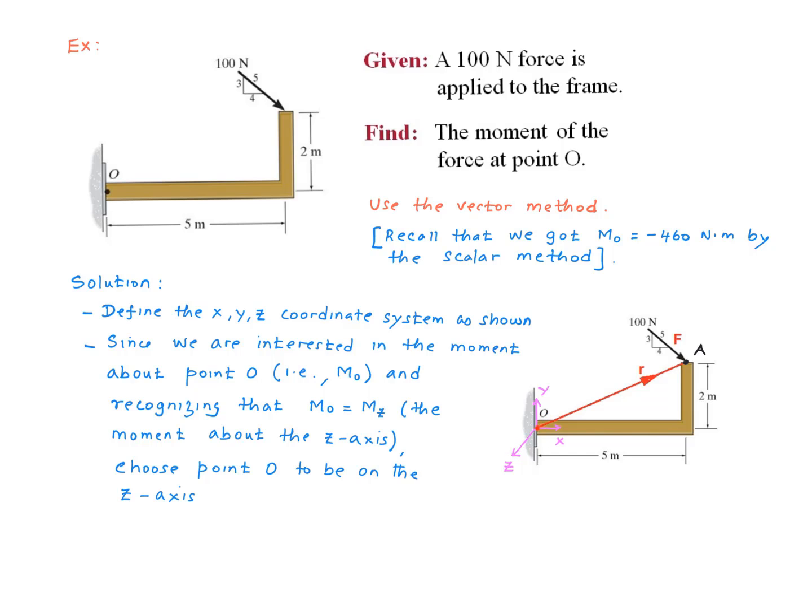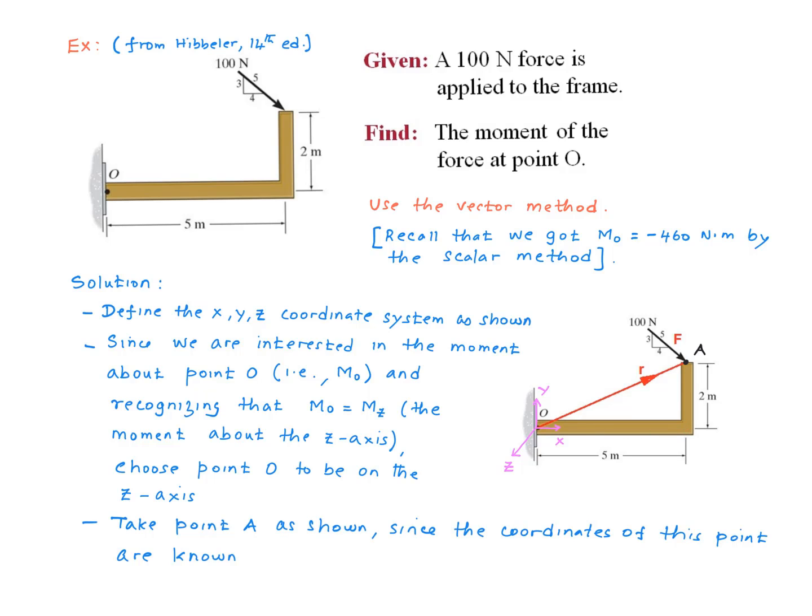All right, so I'm going to take this origin as the point. And now I'm going to take this point, point A, as the point at the end of the r vector, since we know the coordinates of this point, right? This is the x-coordinate, that's the y-coordinate. The point at the end of the r vector could be any point on the line of action of the force F, and A happens to be the most convenient point.